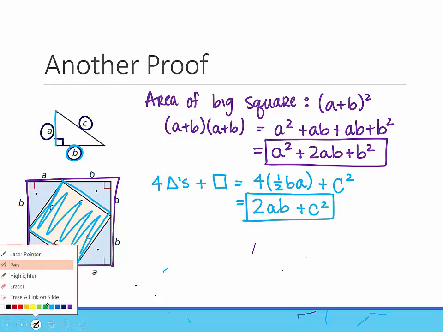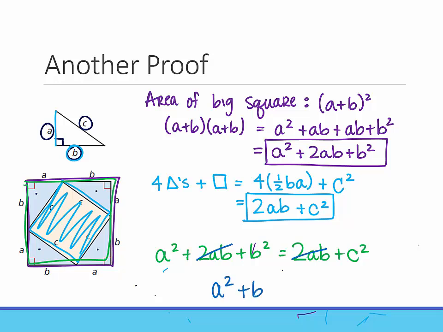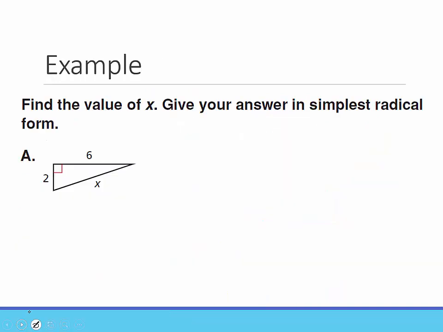Now both of these have to equal each other because it's literally the same square. I just found the area 2 different ways. So I can set A squared plus 2AB plus B squared equal to 2AB plus C squared. And then you can see here, because you have the 2AB on both sides, if we subtract it out, it goes away, and we're left with the Pythagorean theorem. So 2 ways to prove A squared plus B squared equals C squared.